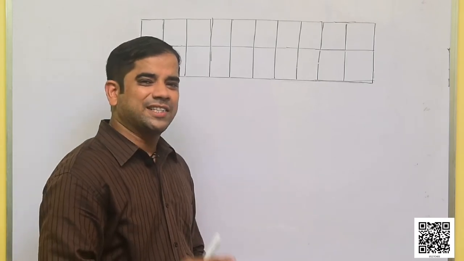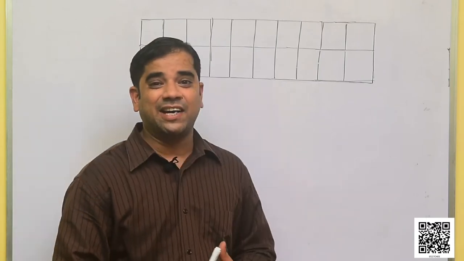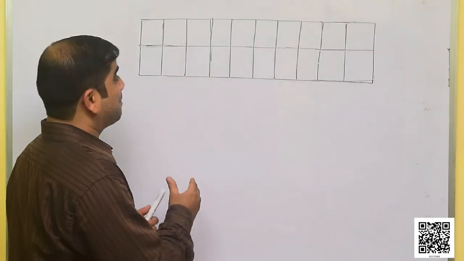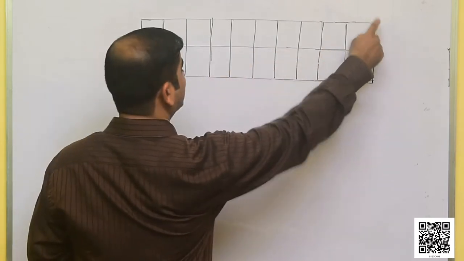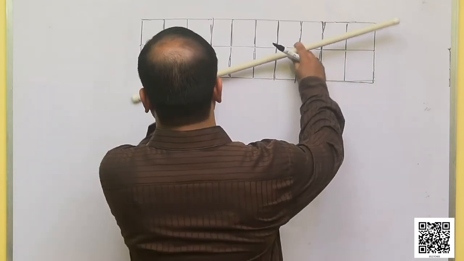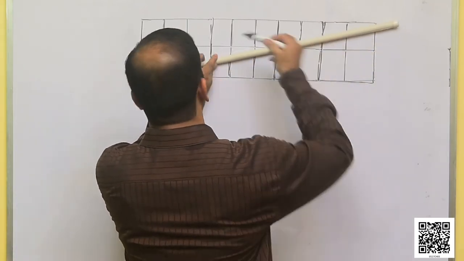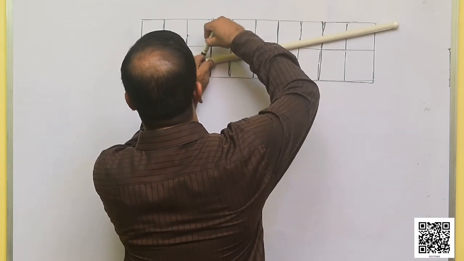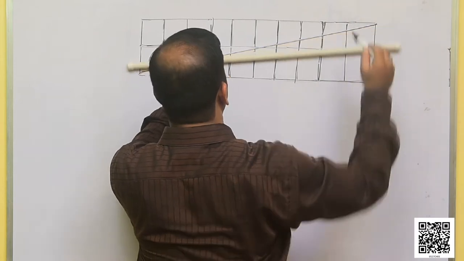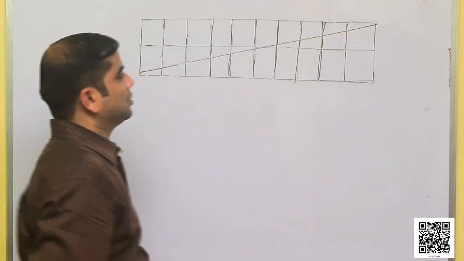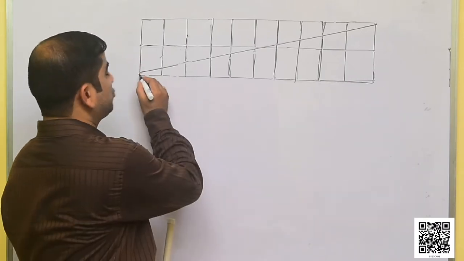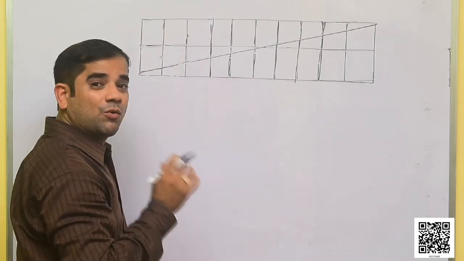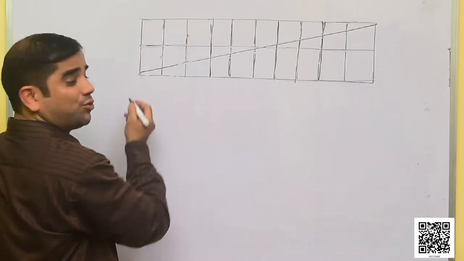So let's draw a single line so that this rectangle can be divided into two equal triangles. How can you do this? We can do this by joining the corners, either these two corners or these two corners. Students, see, I have joined two opposite corners of the rectangle, thereby I have divided this rectangle into two equal triangles. Let me name it so you can better understand.